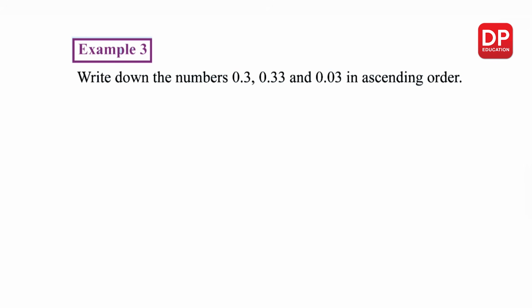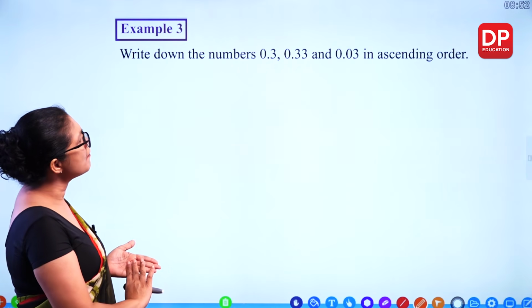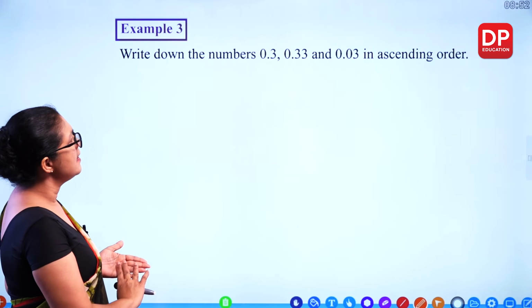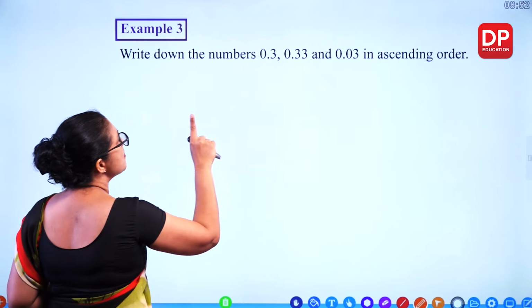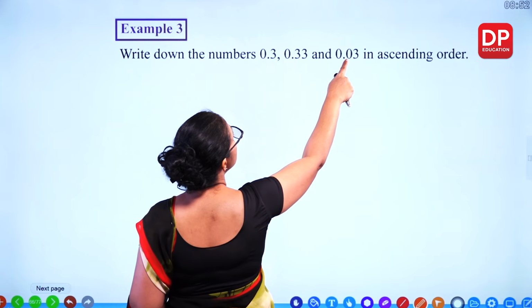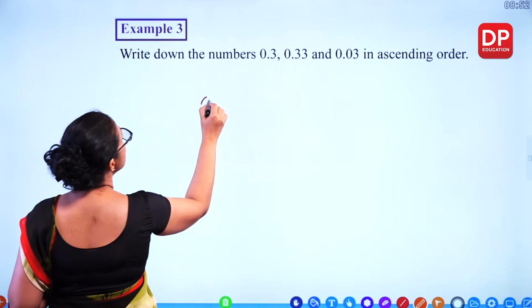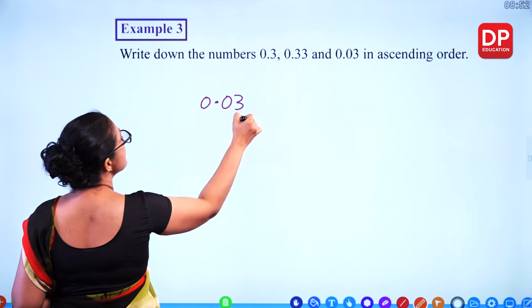Example 3, write down the numbers in ascending order. So starting from the ones place, nothing there. Second digit means the tens place, 330. So that means 0.03 is the smallest.